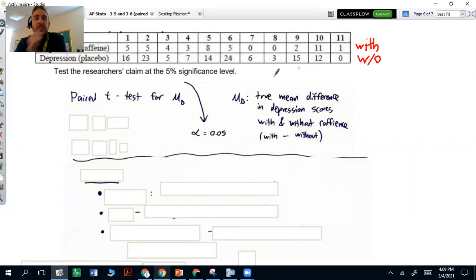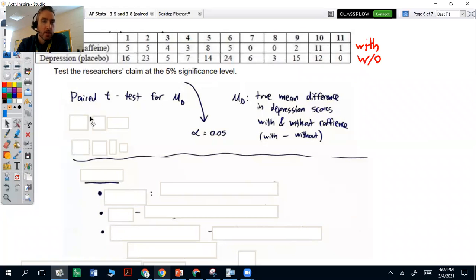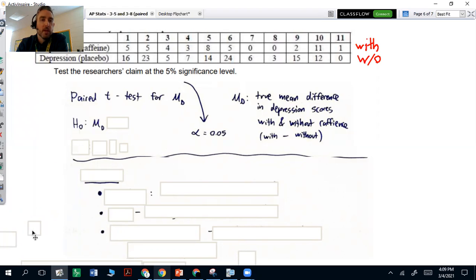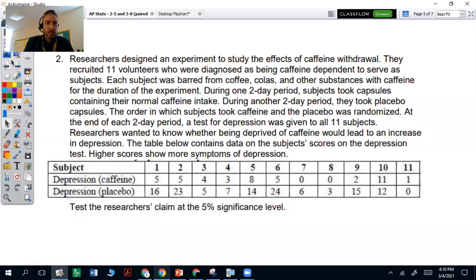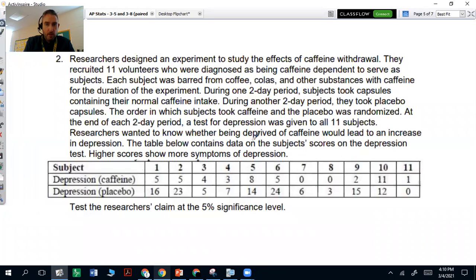So let's set our hypotheses. Your null hypothesis. Now, in a paired test, we want the null to be 0. We're seeing if there's a difference. So the null will be 0, just like when you're doing 2 samples at 0. Now this one can be tricky, depending on which direction you subtract. The question says, I'll go back to it real quick. We want to test whether being deprived of caffeine would lead to an increase in depression, right?